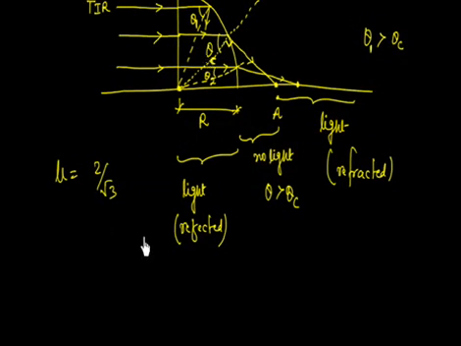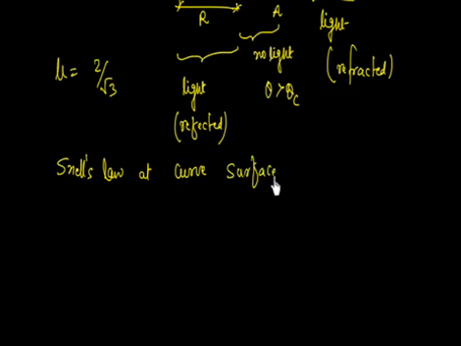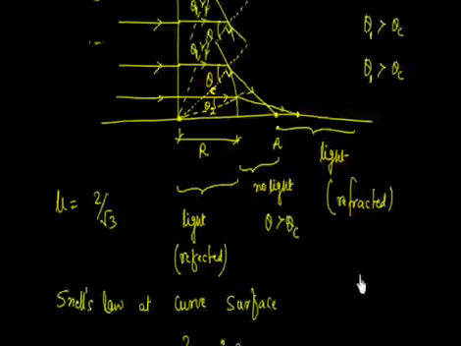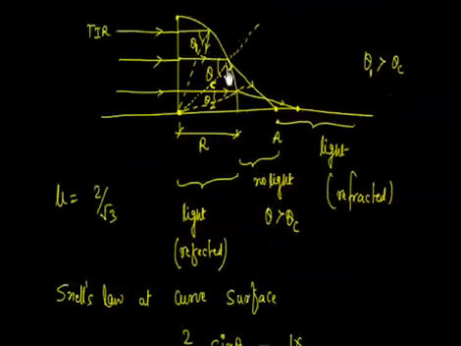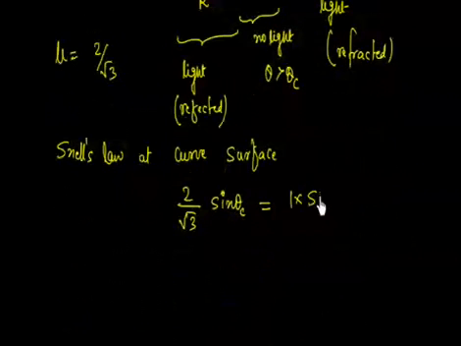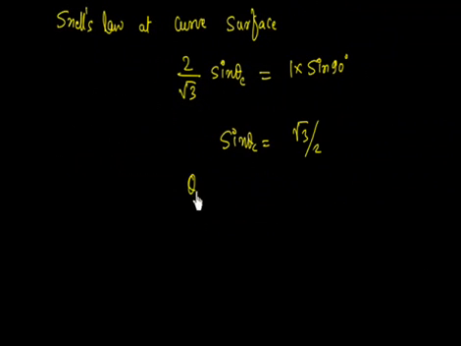Now here if I apply Snell's law at the curved surface, so mu is 2 by root 3. Mu sine theta, theta is basically theta c, is equal to mu 2, which is 1, sine r. So we have to calculate sine r. Sine r is 90 degrees. So now this means sine theta c is equal to root 3 by 2. This means theta c is equal to 60 degrees. So this is the angle of incidence.